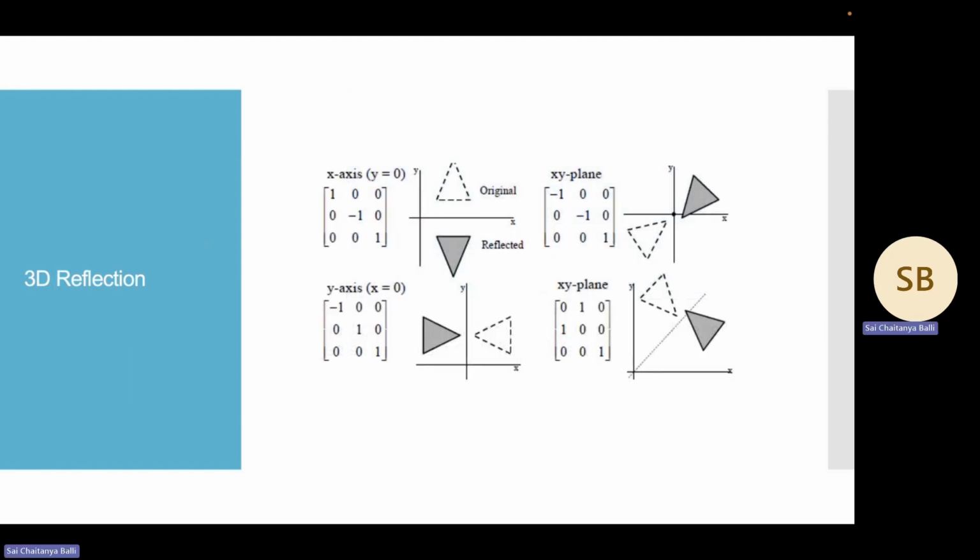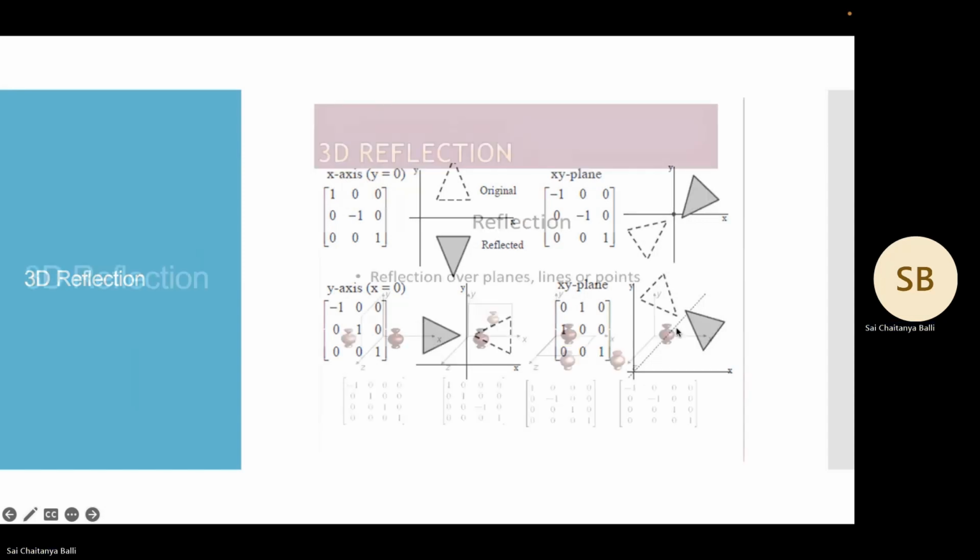So this is a sample example of 2D reflection. Over here we can see when there is an object in this coordinate space, the reflected image would have to be presented 180 degrees inwards to it. Same for the XY plane and Y-axis and even the XY plane.